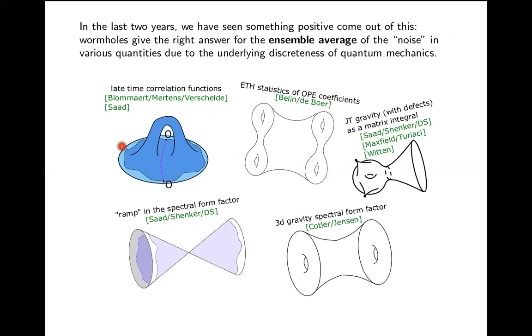So this one here, some beautiful work by Blommaert, Mertens, Verschelde, and Phil Saad on the late time behavior of two-point functions using a wormhole like this. There are papers on ETH statistics of OPE coefficients, on quantum chaos and 3D gravity, on JT gravity as a matrix integral, and then this one in the bottom left, which I'll describe in a second.